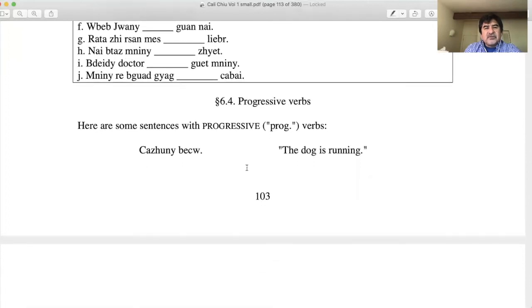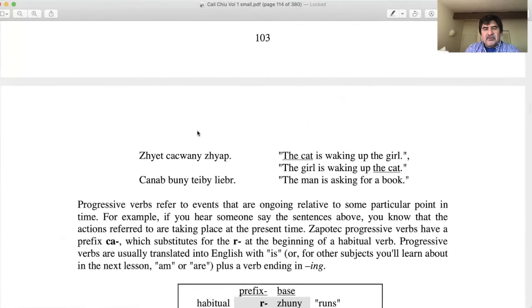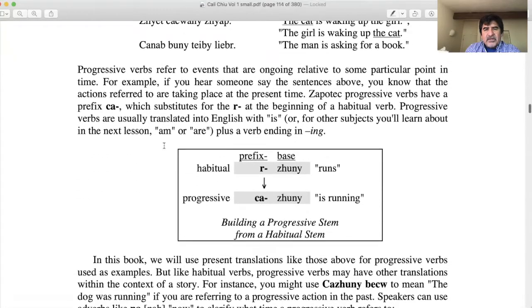Now we're going to be looking at the progressive verbs. It's something that is in progress, happening right now. For example, as we see this sentence, the dog is running. You see a dog running, you say, hey, kajun back. The dog is running. The next sentence, the cat is waking up the girl. Jet kakwanjab. That's the focus sentence here. Or kana win lever, like that person is asking right now for a book. And this is how you do it.